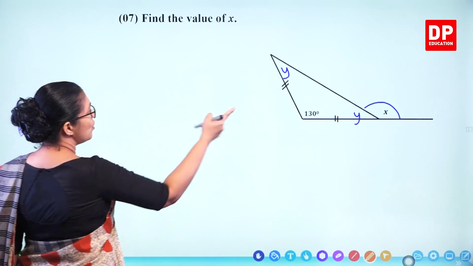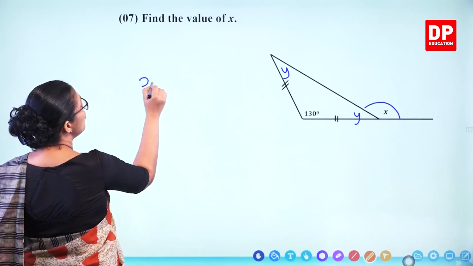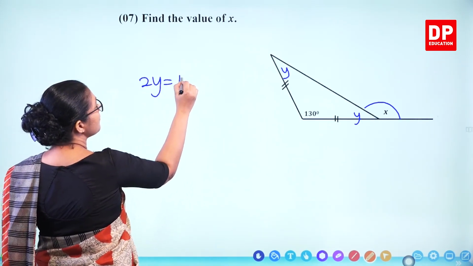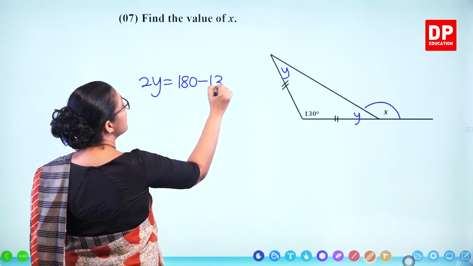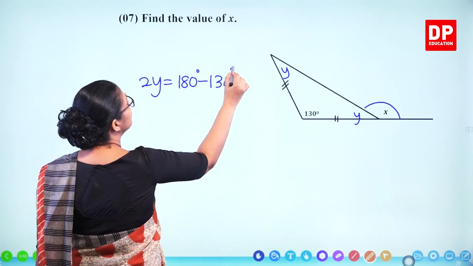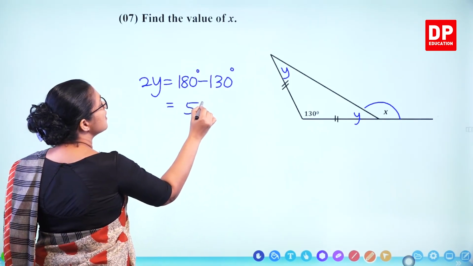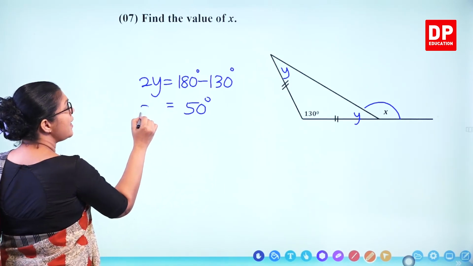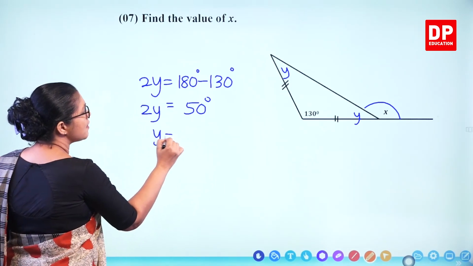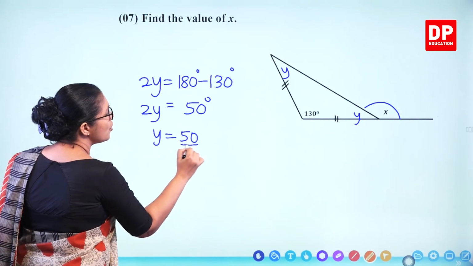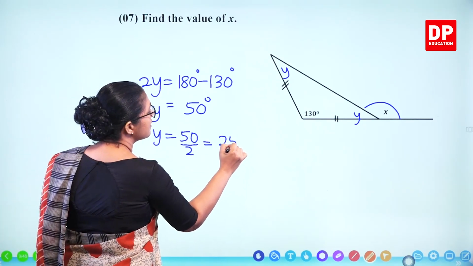So we'll try to do 180. So 2y becomes 180 minus 130, so 50. What is y? Y becomes 50 divided by 2. You get 25 degrees.